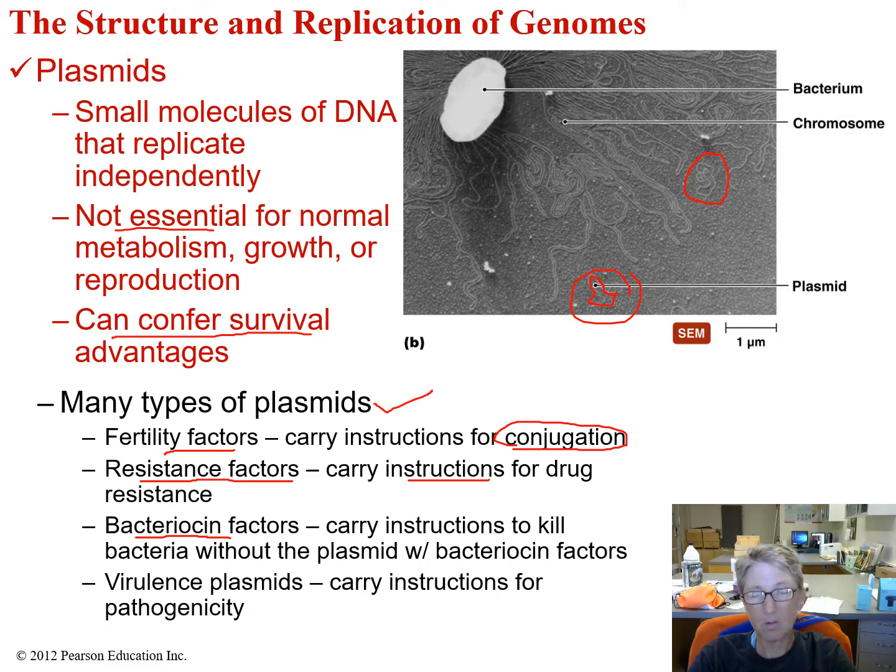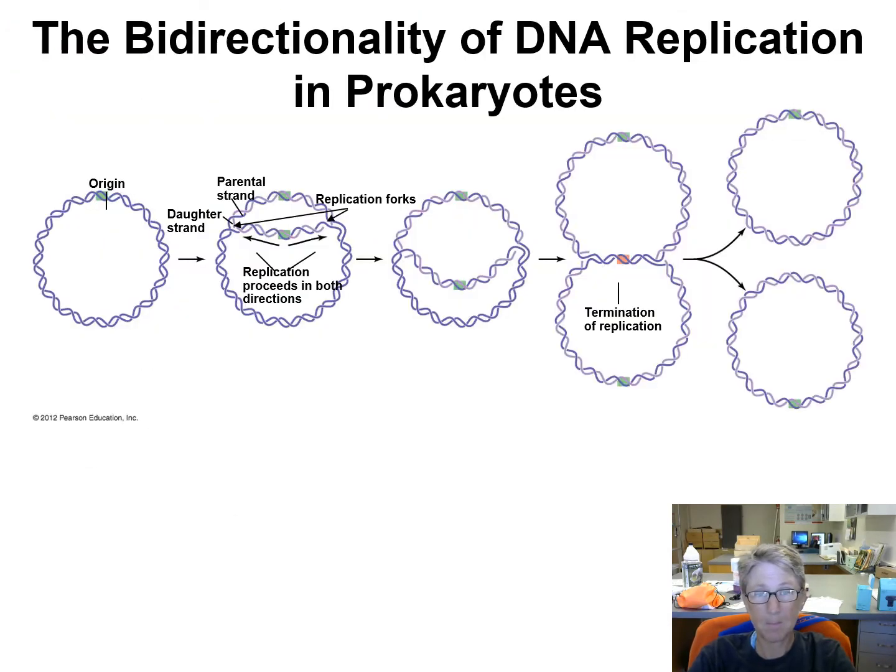Bacteriocin factors in a plasmid would carry instructions to kill other bacteria. Virulence plasmids carry instructions for pathogenicity, so to make people sick, basically.